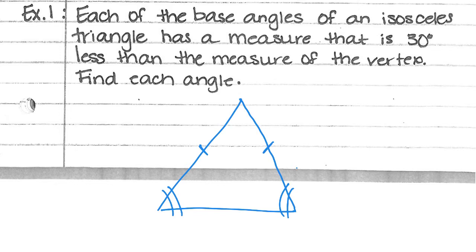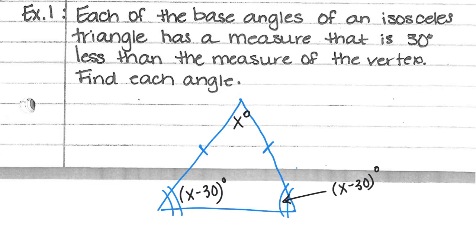Each of the base angles of an isosceles triangle has a measure that is 30 degrees less than the measure of the vertex. Let's call the vertex x degrees. What can I call the angle in the bottom left corner? If it is 30 degrees less than the measure of x, x minus 30, and all of that is in degrees. And what could I call this guy right here? x minus 30, and all of that is degrees.